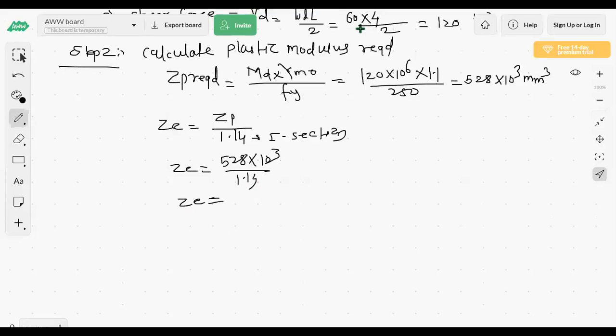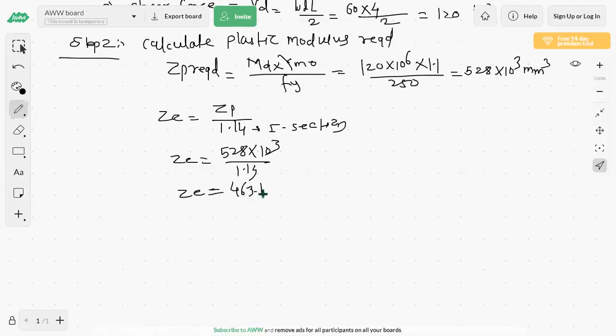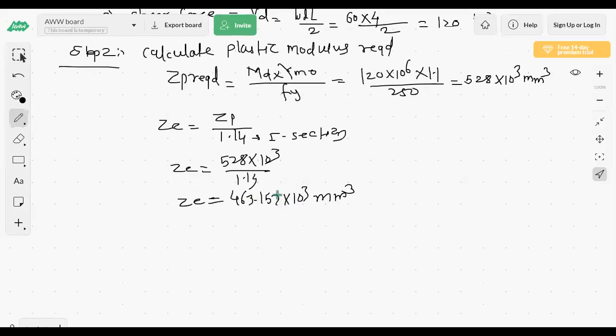463.157 into 10 raised to 3 mm cube. Okay. Now for this we have to select the I section. So now go to the steel table. Everyone please open the steel table and select the I section for this ZE. For this Z value, ZXX value we have to find out.